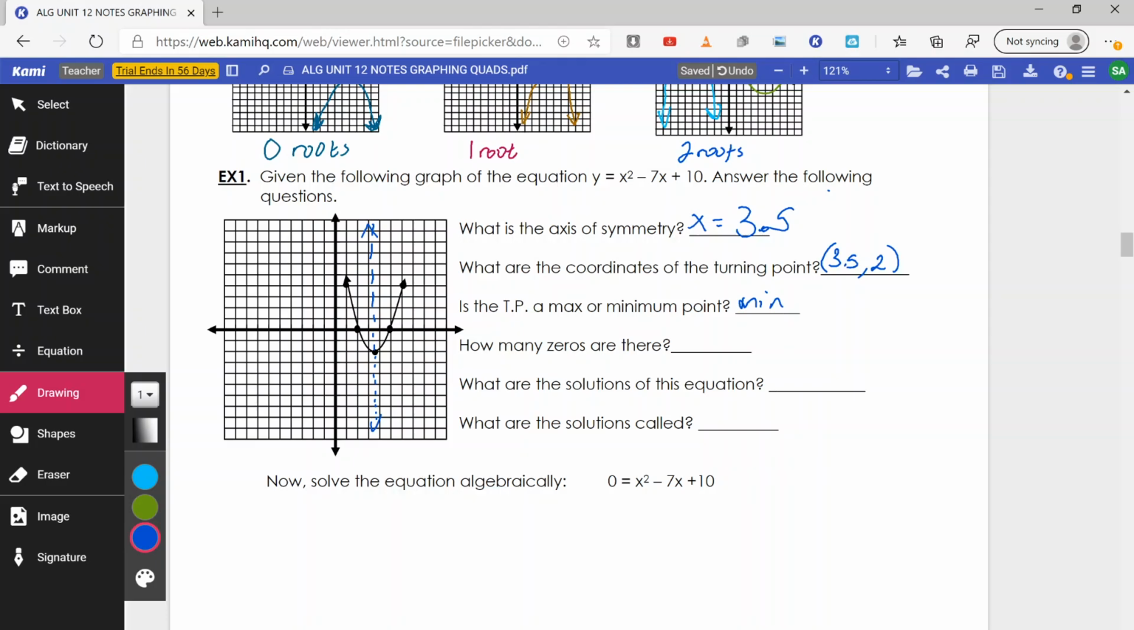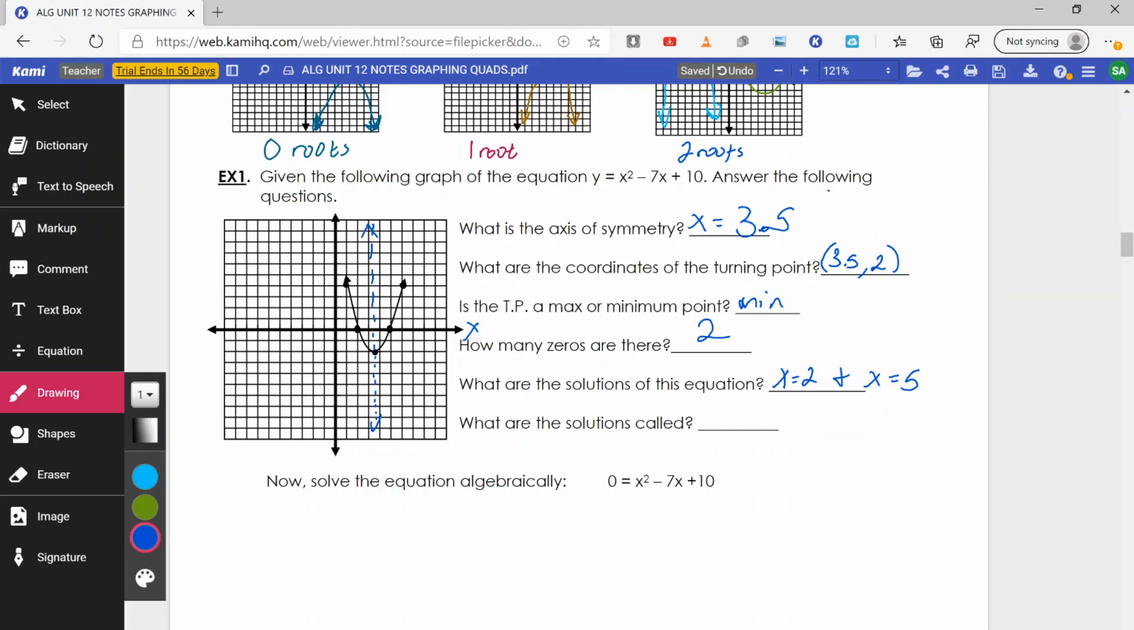How many zeros are there? Well, how many times do I cross the x-axis? In this case, I see I cross it 1, 2 times. So twice. And then what are the solutions? So again, I just need to list the x values of those 2 points. So x equals, I go right to 2. So x equals 2, and x equals, and then I go 1, 2, 3, 4, 5. So those are my solutions, x equals 2 and x equals 5.